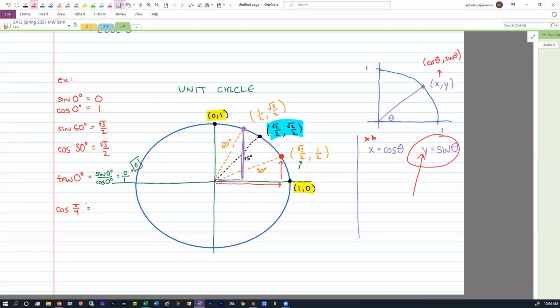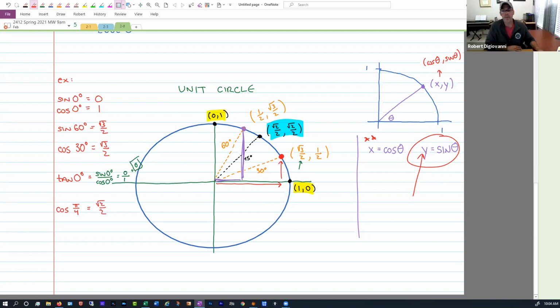Isn't it 45 degrees? Okay, good. So what it'd be is square root of 2 over 2. Root 2 over 2? Okay. So look, here's what I'm trying to get across to everyone. One way we could do this is the way the book does it.